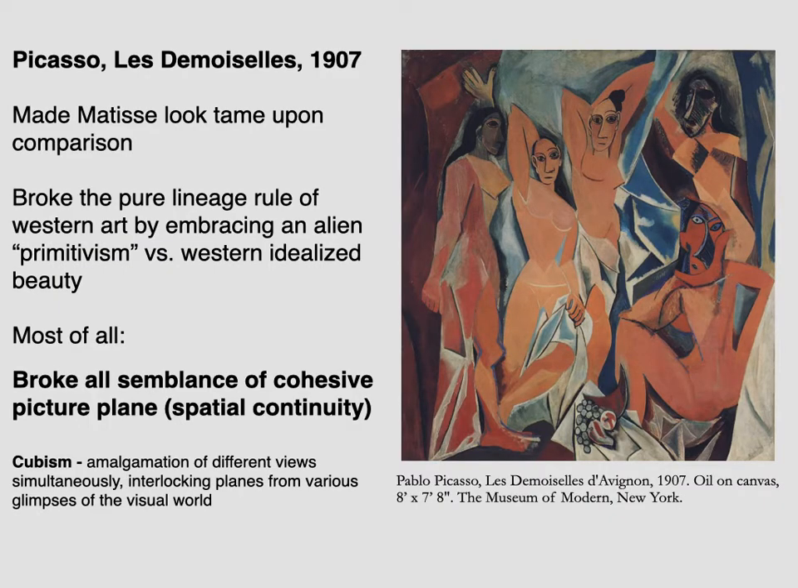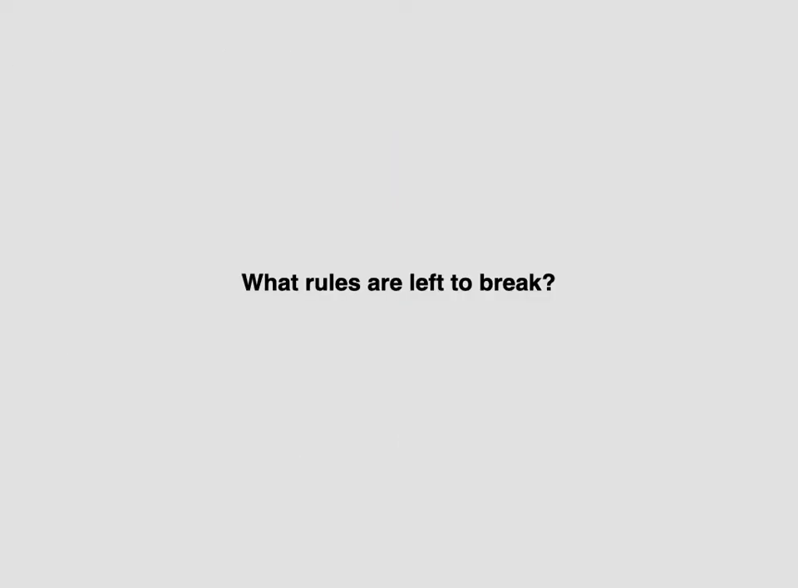But that was about to change with Picasso's Les Demoiselles d'Avignon, 1907, which made Matisse look tame by comparison. Picasso here breaks all semblance of the cohesive picture plane or spatial continuity in the painting. That finally crashed through the ceiling of the Renaissance, and suddenly now seemingly all the rules were broken. So where do you go when all the rules are broken? Are there any rules left to break?